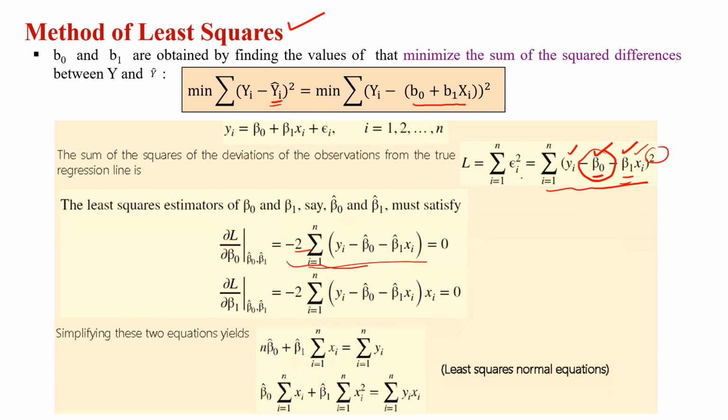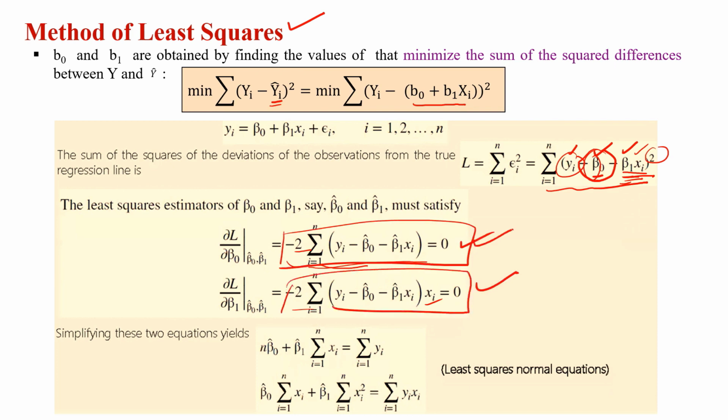Similarly, now we are going to differentiate the same function with respect to beta 1. Again, 2 will come first. Okay, this would be 0, this would be 0, and this would be minus x1. Now we have two equations. Now we are going to simplify these equations. Once I have simplified this equation, I will get this one, and once I have simplified the other equation, I will get this one.